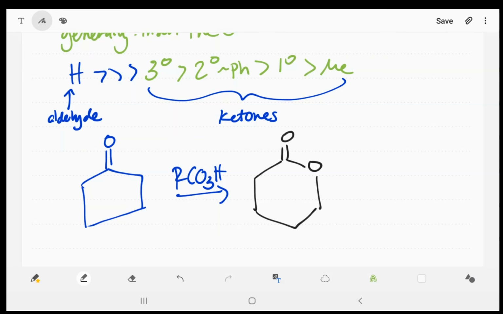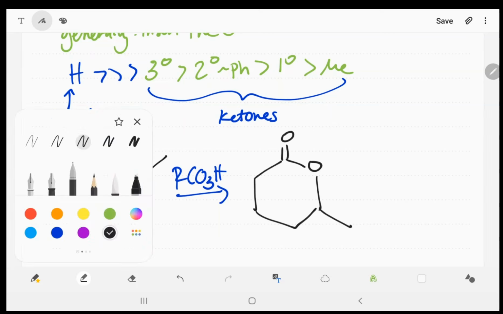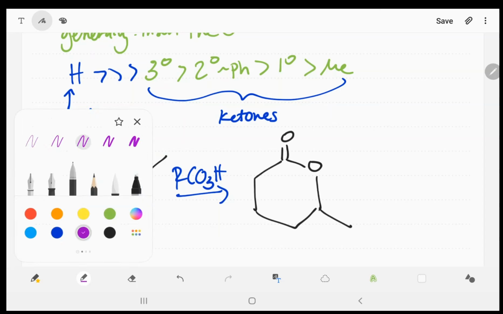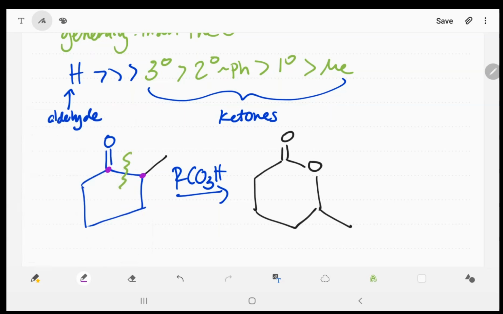If we did have another carbon, say something like this, then we would still have that methyl group still there. So this works with cyclic ones as well. It breaks this bond here and inserts an oxygen in between those two carbons. So between those two carbons, an oxygen gets inserted. Everything that's on the carbons still stays the same way.